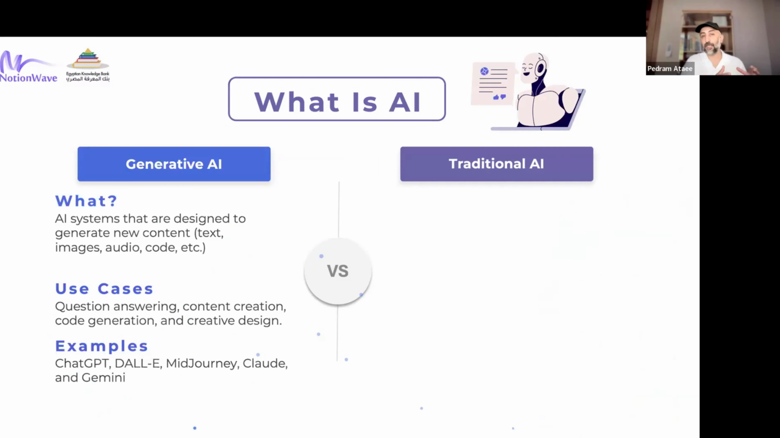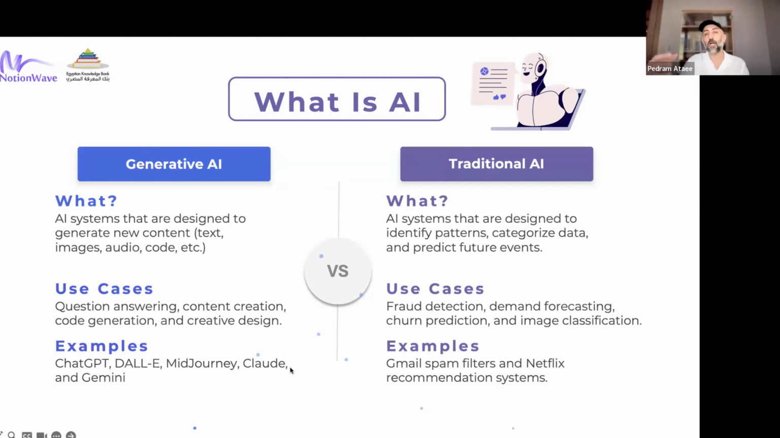Generative AI is something that has been introduced in the past few years, and it is mostly designed to generate new content. It has some other use cases, but it is designed to generate new content. That content can be text, audio, or code. Software development is being revolutionized by generative AI. Very good use cases of Gen AI are question answering, content creation, and code generation. And obviously the examples of Gen AI are ChatGPT, Grok, Claude, and Gemini from Google. This one is from OpenAI, this one is from Anthropic, and so on.